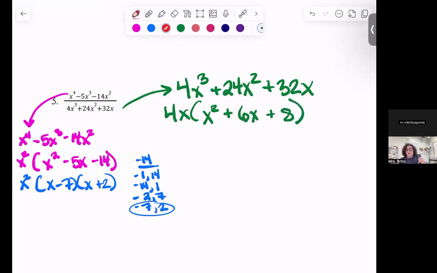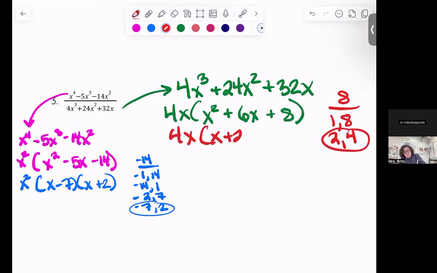Then we do a little factoring. What's times what is 8? That's going to get me a positive. Well, 1 times 8, 8 times 1, 2 times 4. And I think that's my winning pair. So I've got 4x still from before, times x plus 2 times x plus 4.